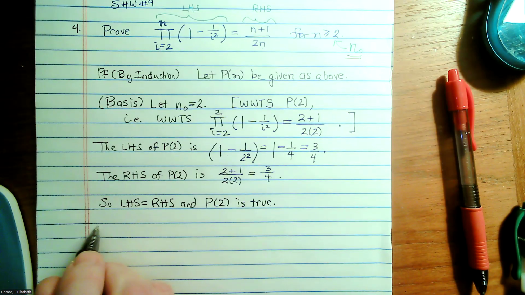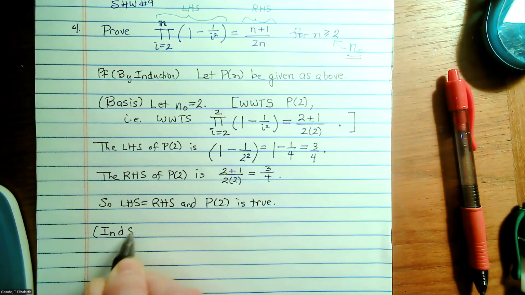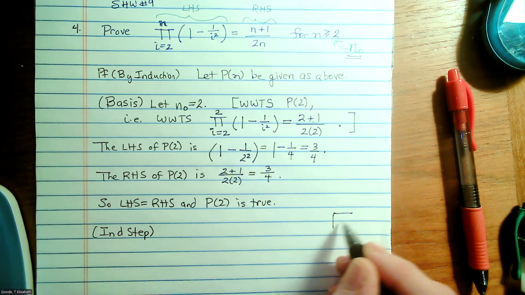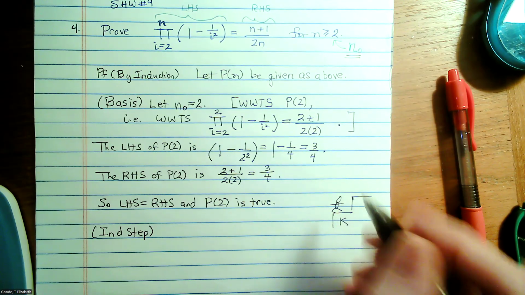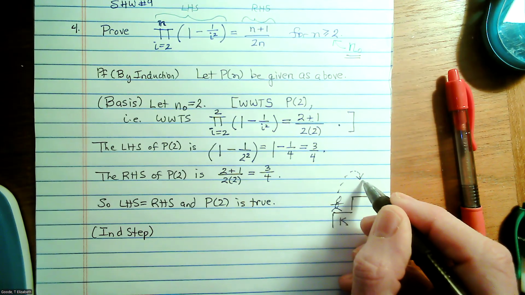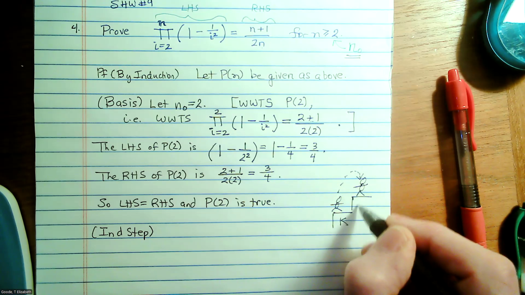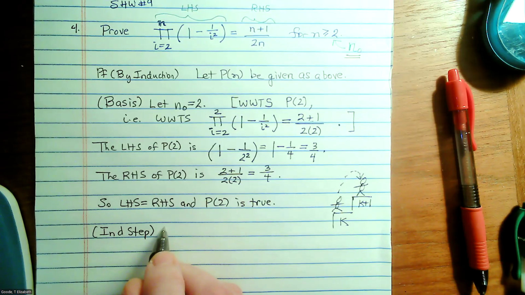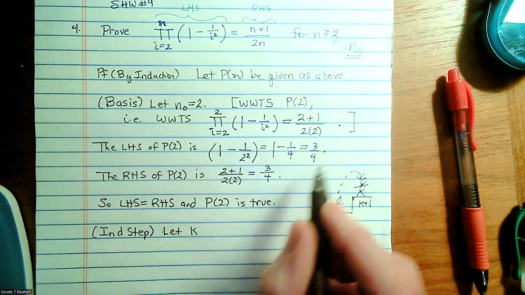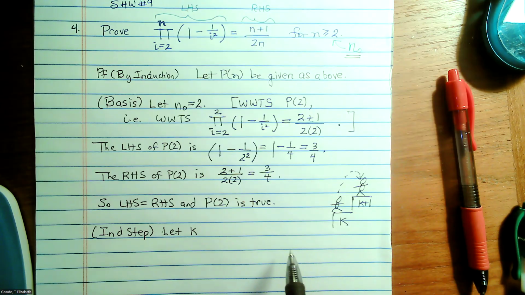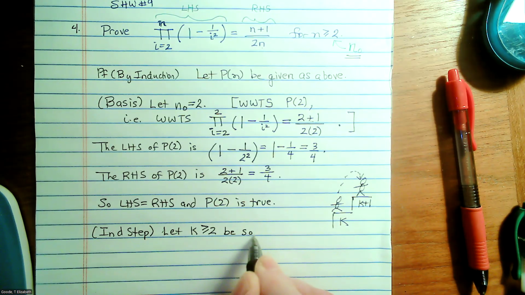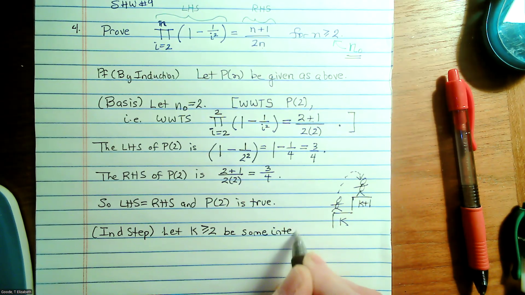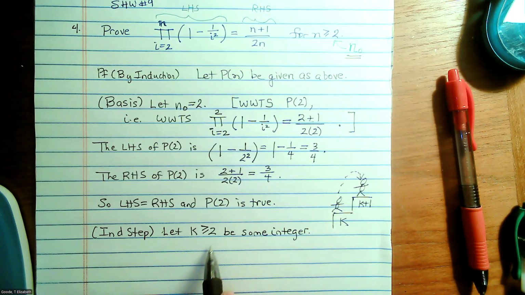Now, we're going to move on to the inductive step, where we assume that we're standing on step K, and our wish is to show that we can step up and stand on step K plus 1. Okay? So we let K, and where does K start? Yep. So let K greater than or equal to 2 be some integer. It's not all integers, but it's just some particular integer. We don't know which one, but it's at least 2.